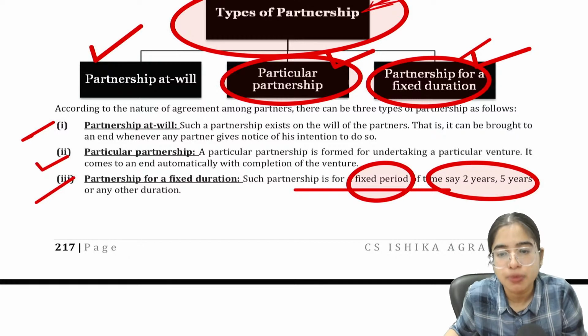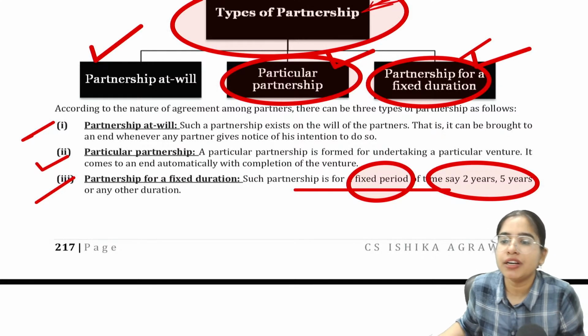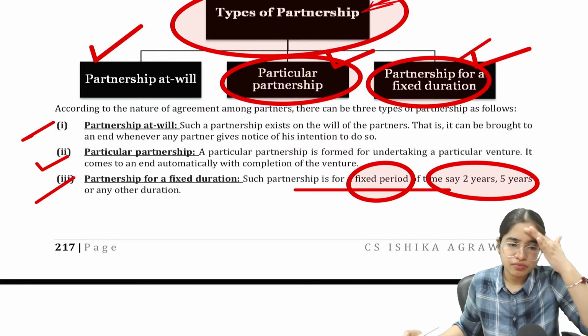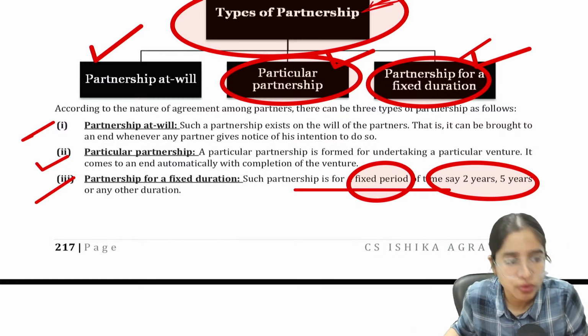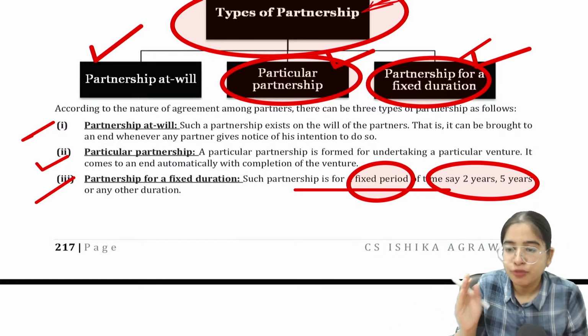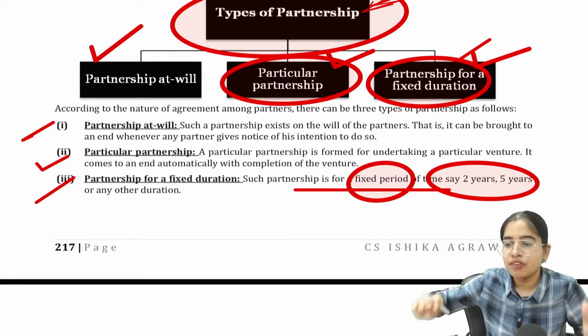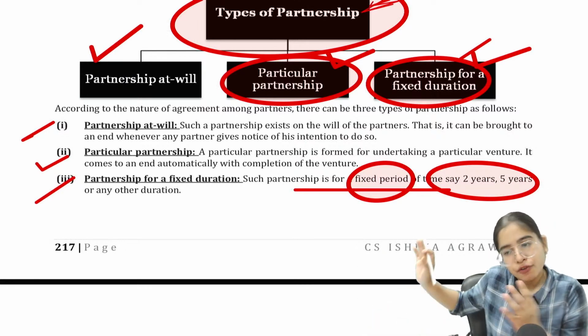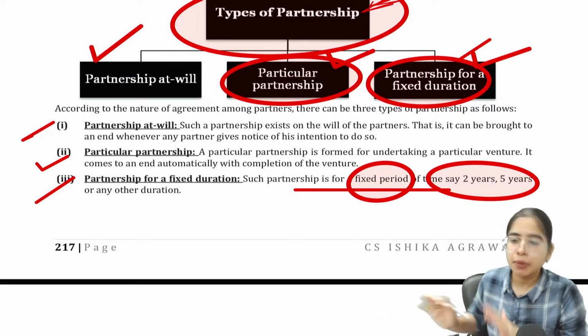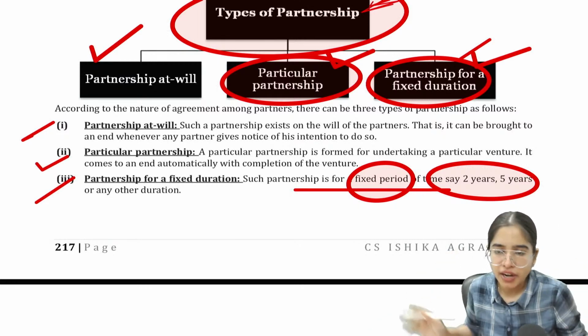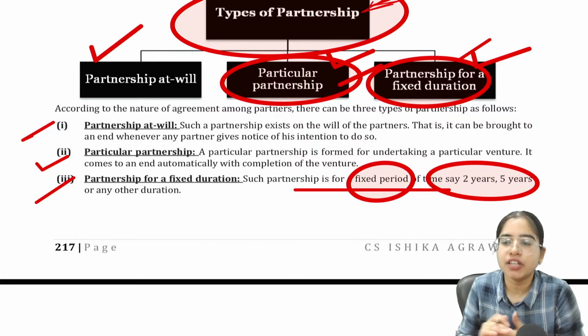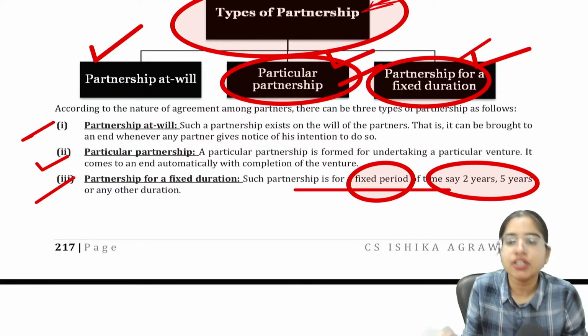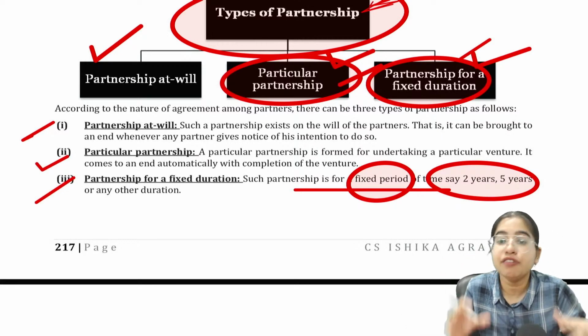It means partnership for a particular venture. Like if you see any movie, people do partnership only for a particular project. Let's say we have a project of building a dam, and we have done partnership only for building that dam, and when the dam is built, our partnership will end. So particular partnership means partnership for a particular project or venture.